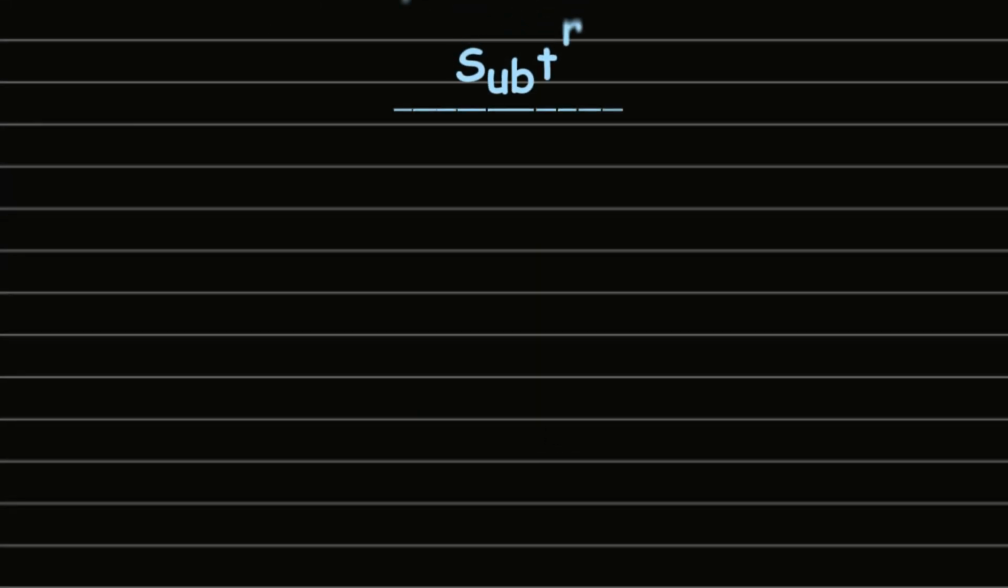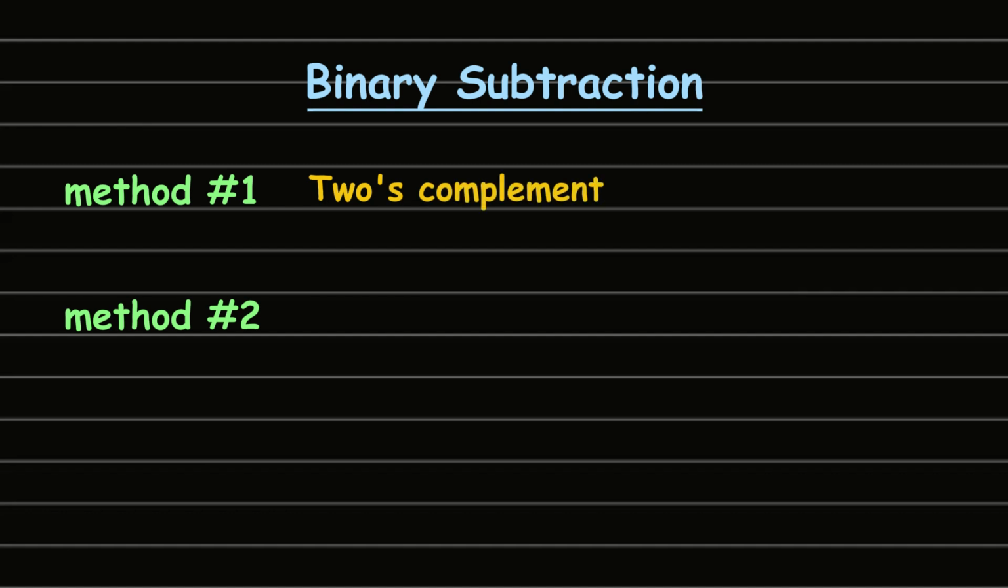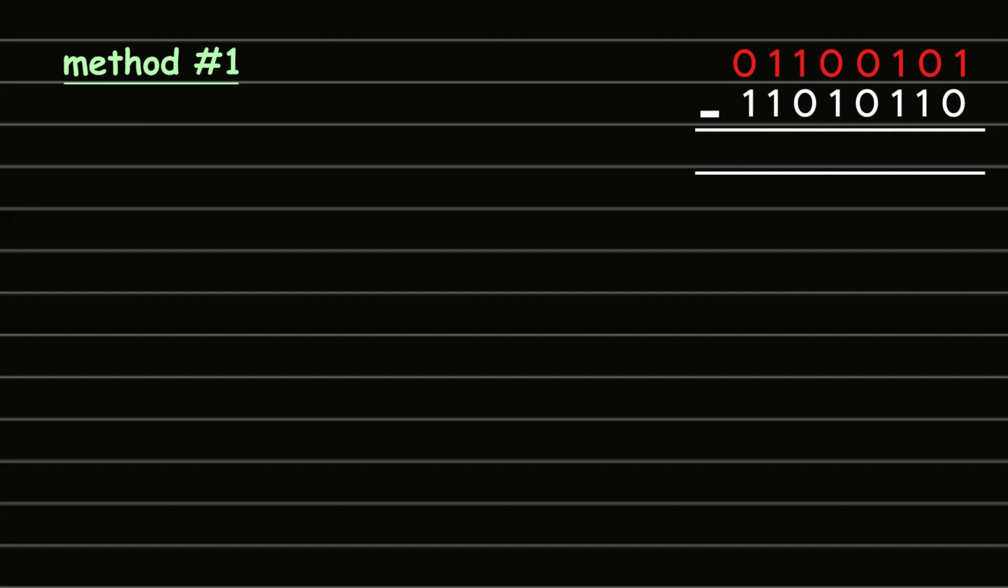Binary addition is quite straightforward, but how about binary subtraction? In order to subtract two binary numbers, we can take two approaches. One is to take 2's complement, and the second one requires you to follow the rules of binary subtraction. Let's start with the easier approach, that is taking 2's complement.